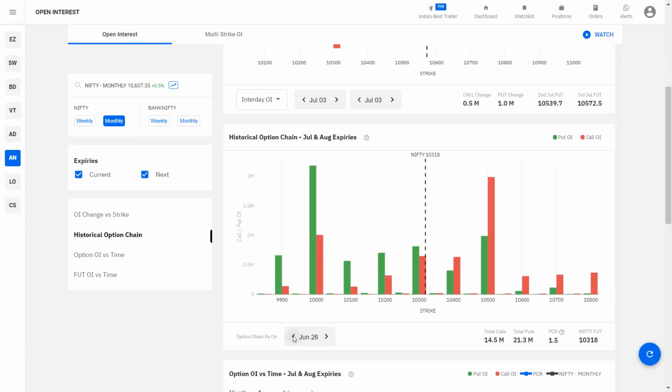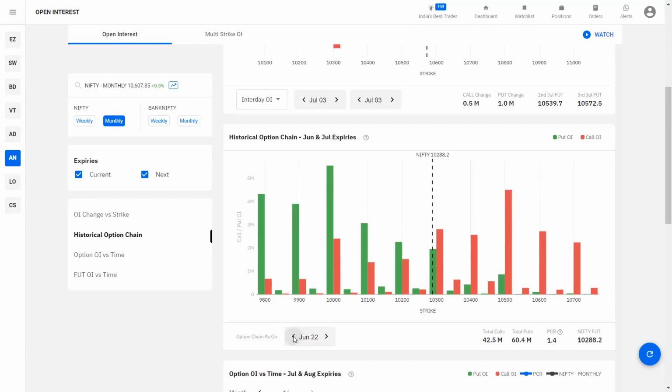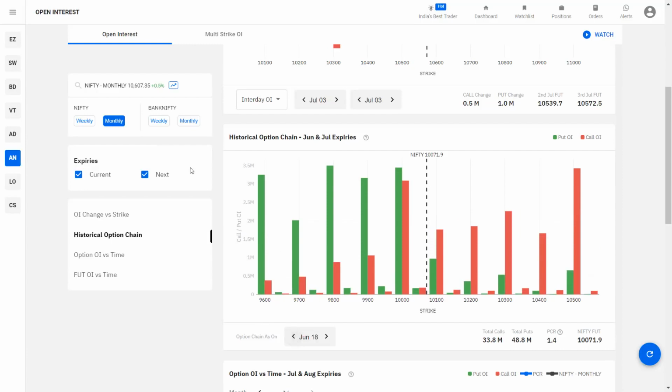And you can see every day's OI change, right? I mean, so this was last June's open interest analysis. So in June, you can see that there were a lot of puts getting added. So Nifty future was at 10,071 on June 18th. There were a lot of puts.